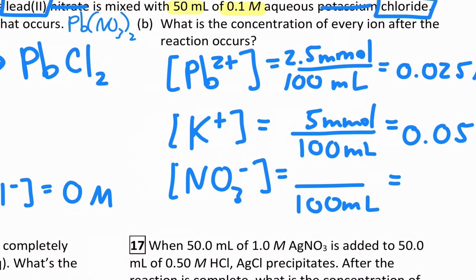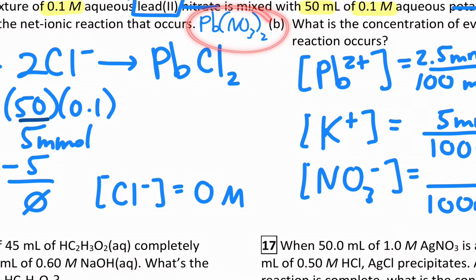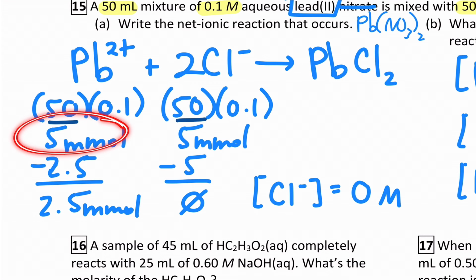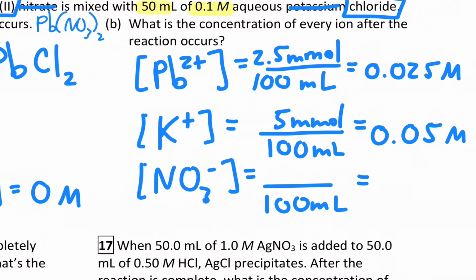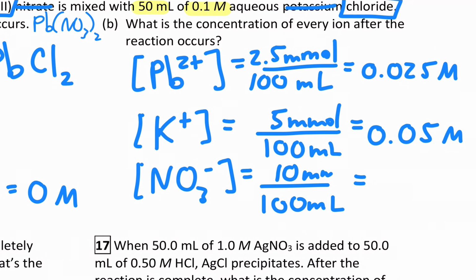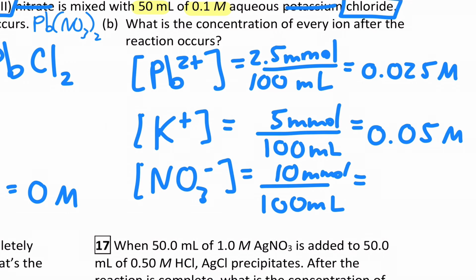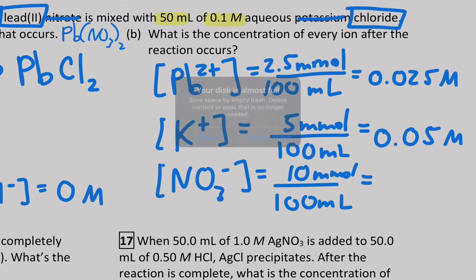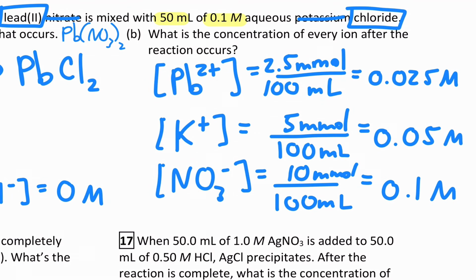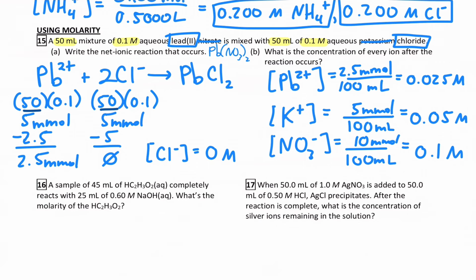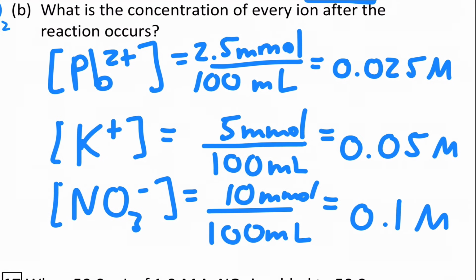And then what about the nitrate? Well, the formula for lead(II) nitrate is 2 nitrates for every 1 lead. And we initially had 5 millimoles of lead, so that means I'm actually going to have 10 millimoles of nitrate. These are spectator ions, so there's no reaction among them. So however many moles we had of them in the beginning, that's how many we have in the end. They're just along for the ride. So that means I have 0.1 molar of the nitrate. And there we go. There's our concentration of every ion left over at the end.